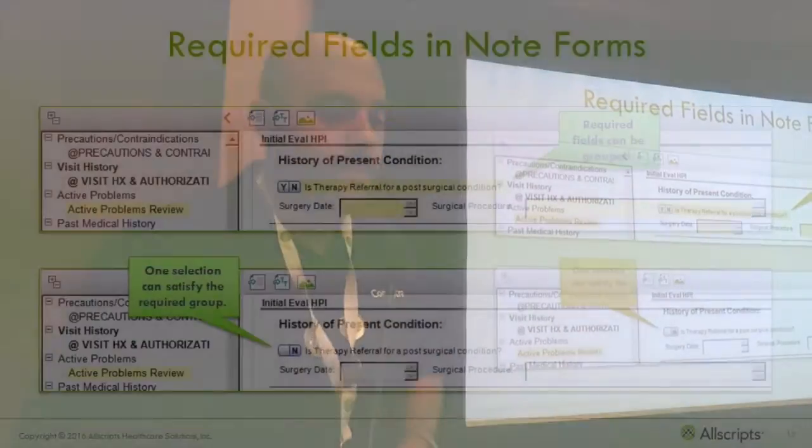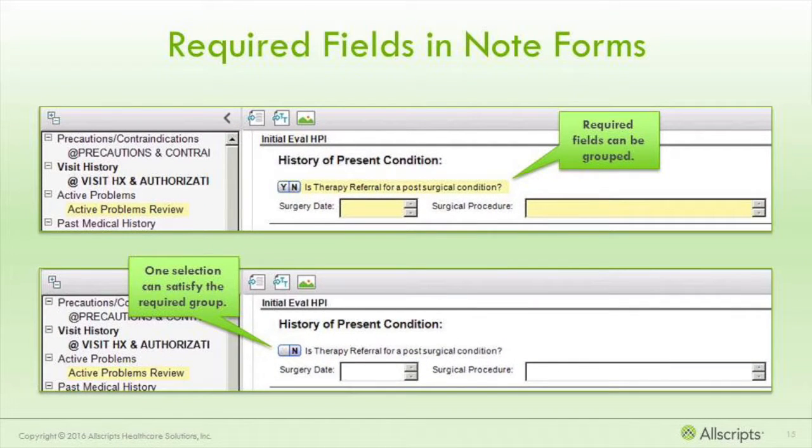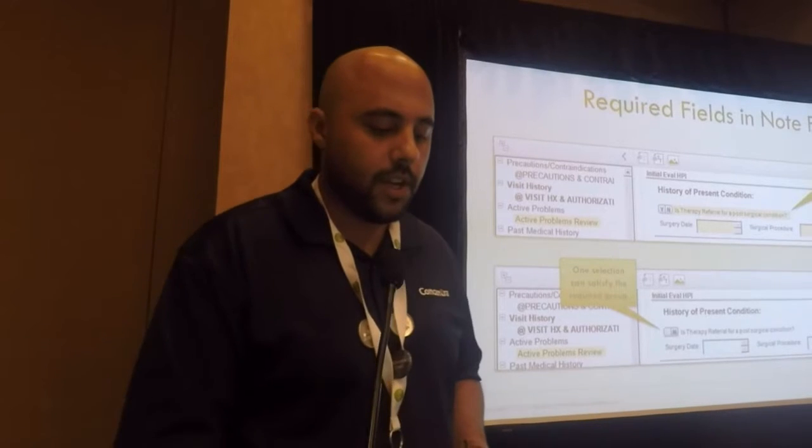This was the groups that I was talking about. So you can see in the screenshot up top, we ask a question, is this therapy referral for a post-surgical condition? And then just below, the user selects no, satisfying the group and making these two fields no longer required. So that's pretty neat functionality there.